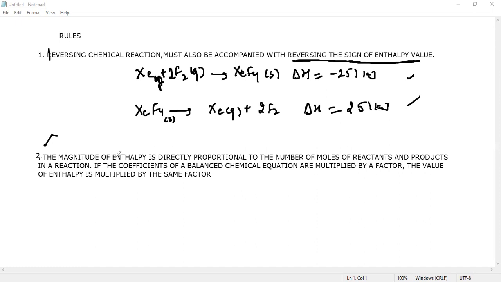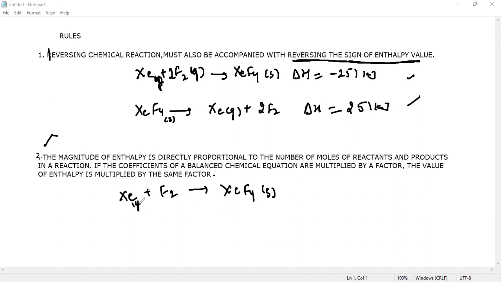And the number two, the magnitude of enthalpy is directly proportional to the number of moles of reactants and products in a reaction. If the coefficients of a balanced chemical equation are multiplied by a factor, then the value of enthalpy is multiplied by the same factor. Okay. So for example, if you have xenon plus fluorine becoming xenon fluoride.